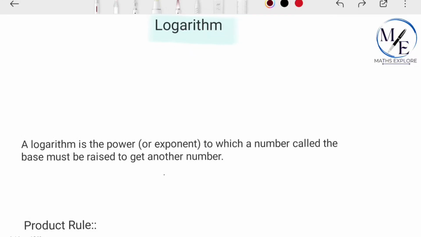In this video, we will explore the logarithm topic. Before we understand logarithms, let's recall what exponents do. If we say 2 raised to 3 is equal to 8, we are saying 2 raised to the power of 3 gives us 8. Now, this is where logarithm comes in.